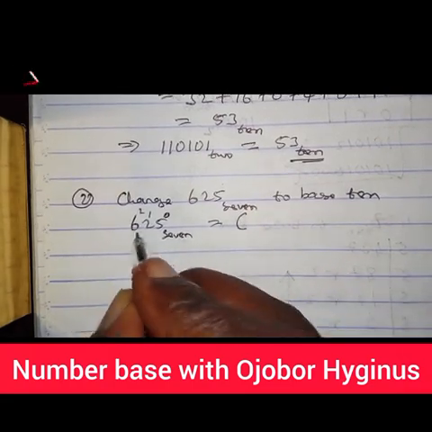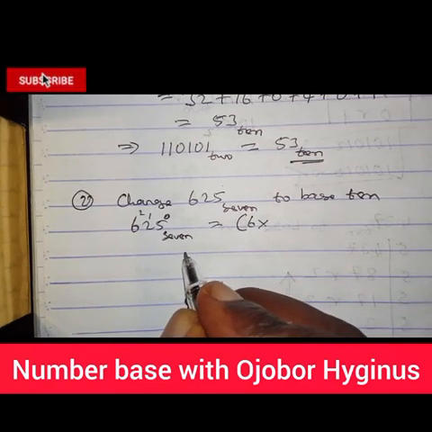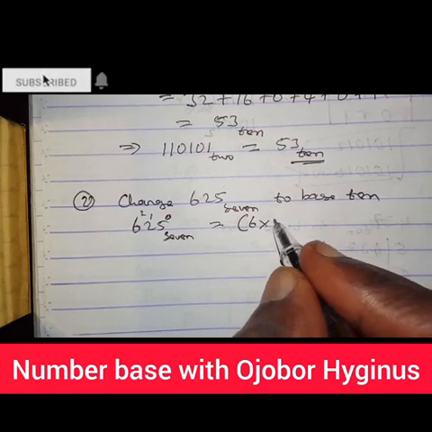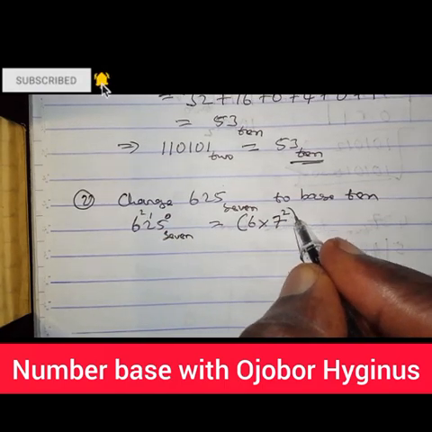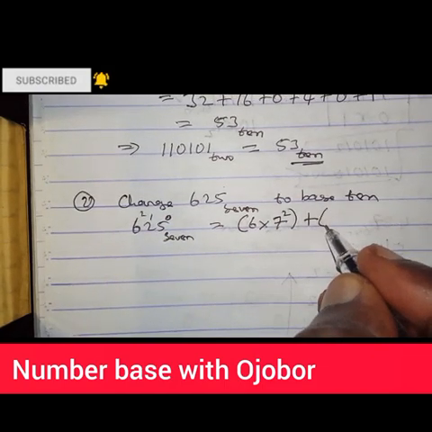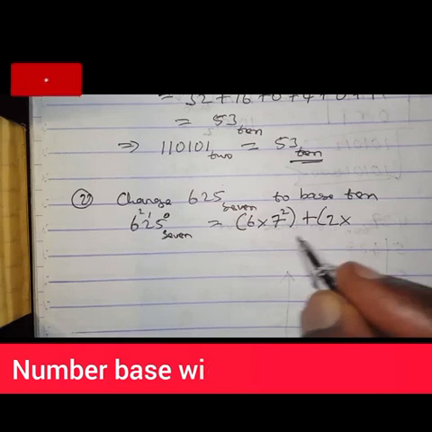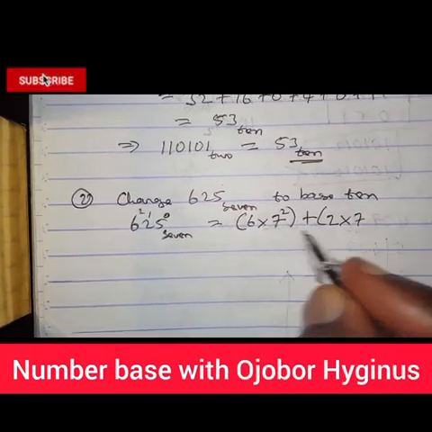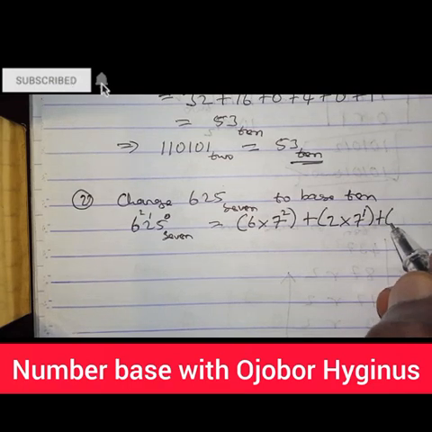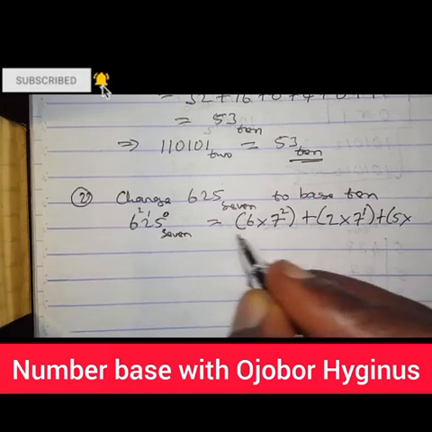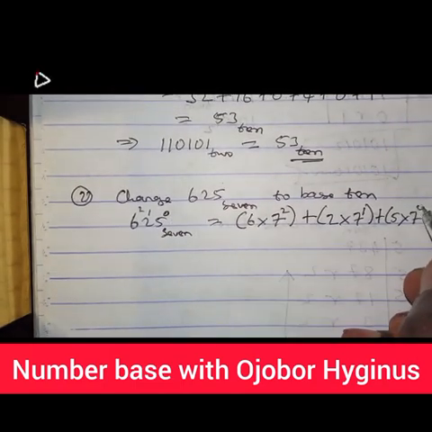Then what do I do? You pick the first digit from the left, 6, times the number base, which is what? 7, raised to the power of the place value, that is 2. Again, plus the next digit is 2 times the base, which is 7, raised to the power of the place value, that is 1, plus the next digit is 5 times the base, which is 7, raised to the power of the value assigned to it, that is 0.